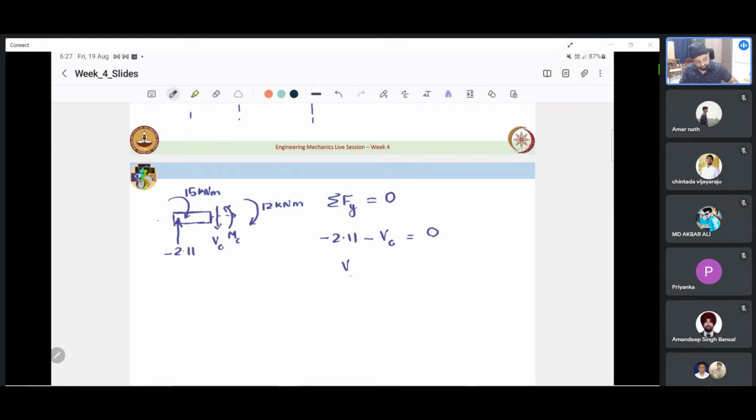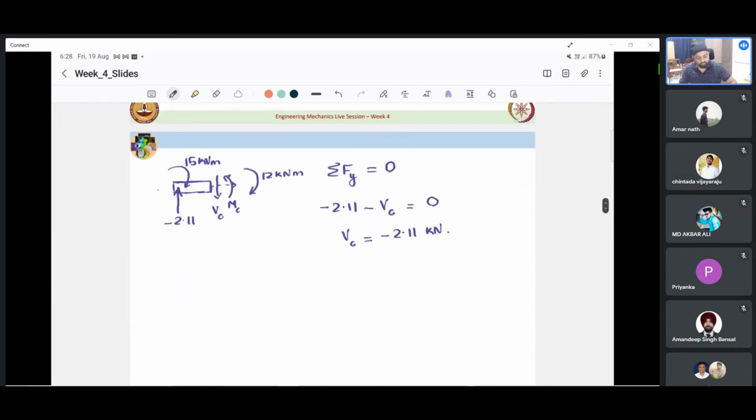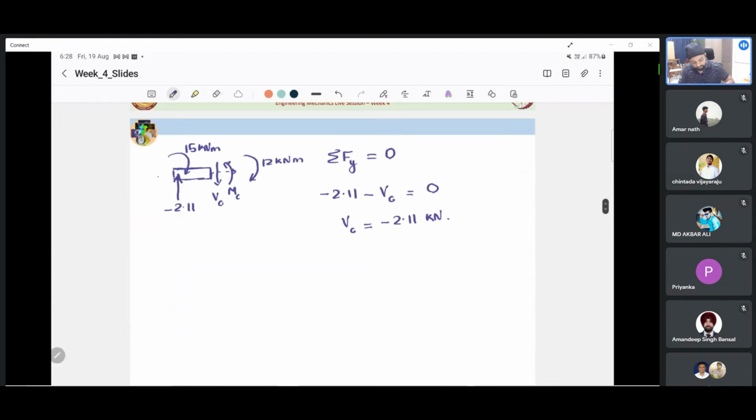So VC comes out to be minus 2.11 kilonewton at C. With this, can we develop the bending moment, the shear force diagram? We could, but why not consider the other part also and do the study fully? Similarly, MC we have not yet calculated. Let us calculate that also.